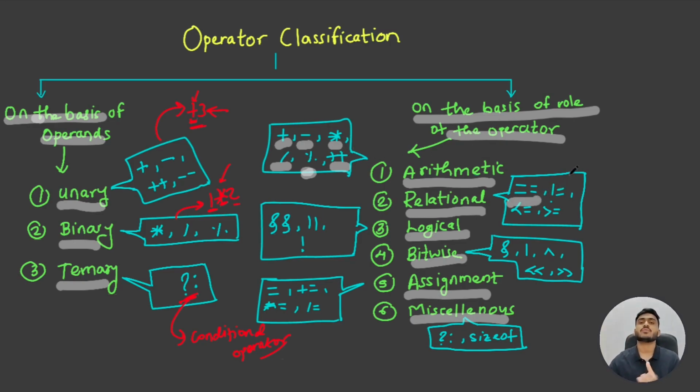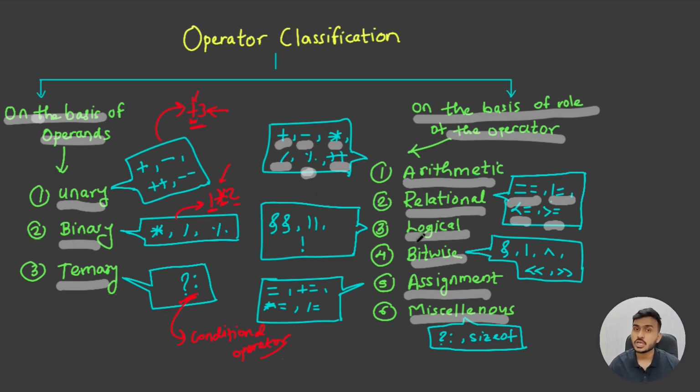Let's say we want to check whether two things are equal or not. For that we have this equal to, then we have not equal to, then less than equal to, greater than equal to, then less than, greater than. Such operators are called relational operators because they are used for checking some relation, whether the relation exists or not. So these are the relational operators.